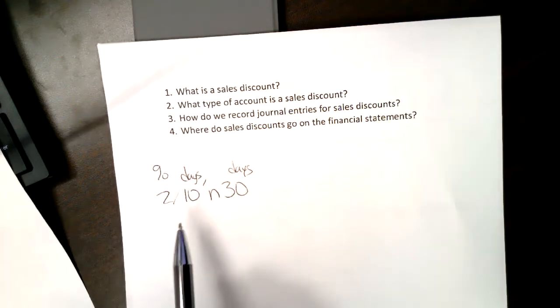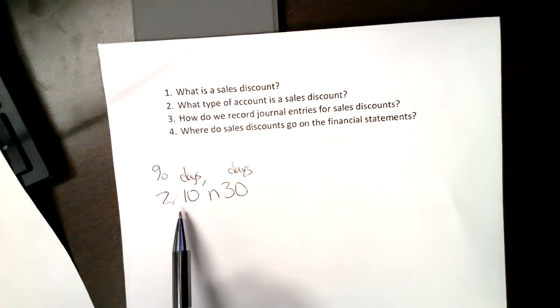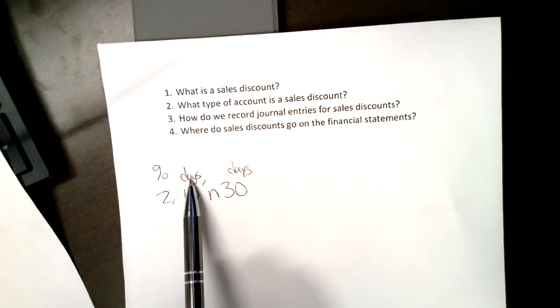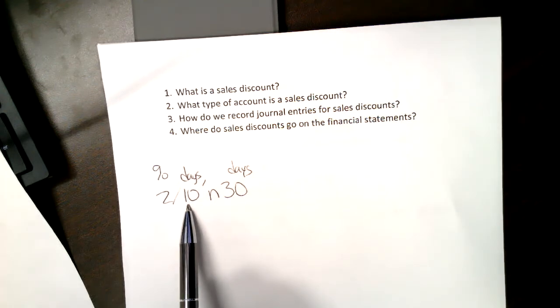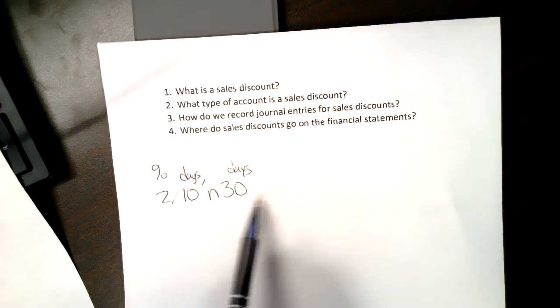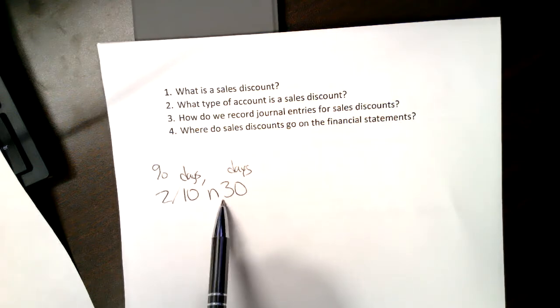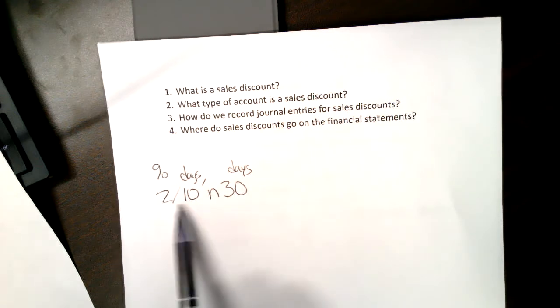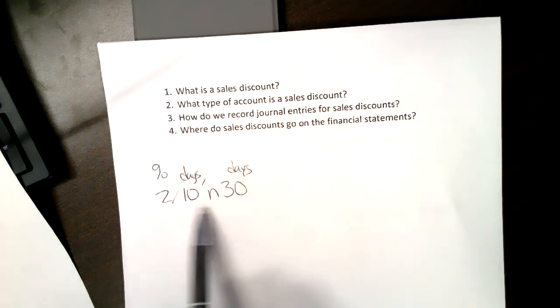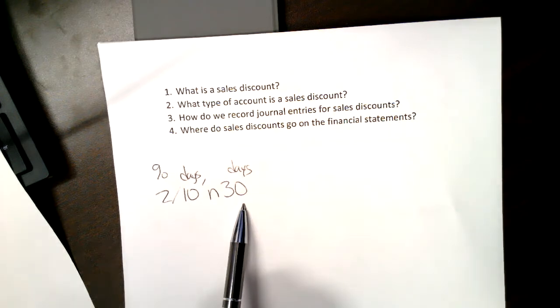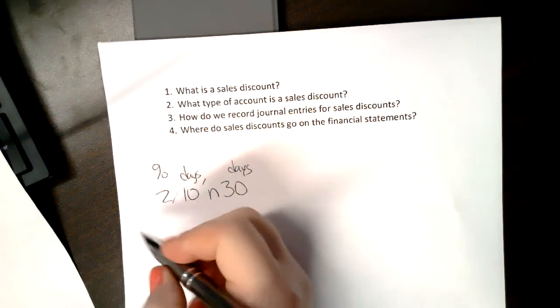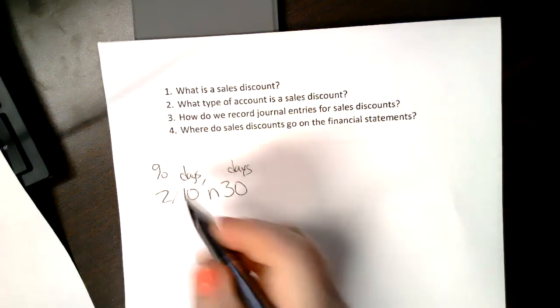So maybe Academy can only pay half of the bill. They would get a 2% discount for the half they paid within the 10 days. And then the rest of the bill would be due in full with no discount in 30 days. There's no set formula or number of days this has to be here. This is just up to the company if they want to do this. Of course, they don't have to do this either. So this could be anything.